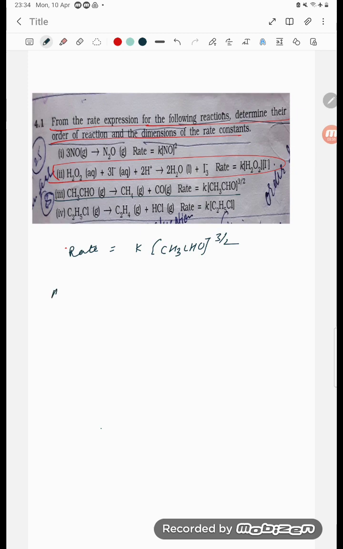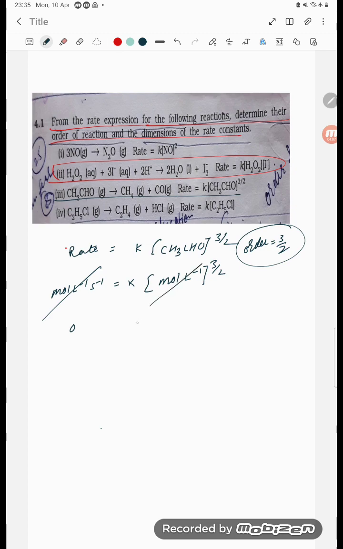So students, rate is mole liter inverse second inverse, equal to K, and this is mole liter inverse to the power 3 by 2. Now students, the order you already got to know. Order is equal to 3 by 2. Only we need to know the dimension. Mole liter inverse second inverse, this cancels out.